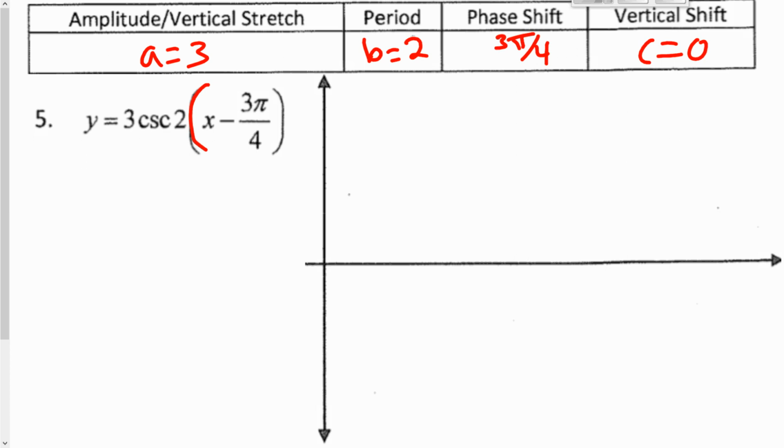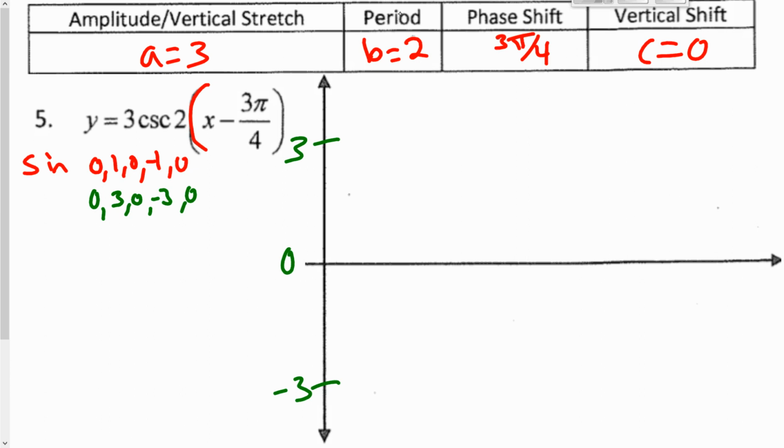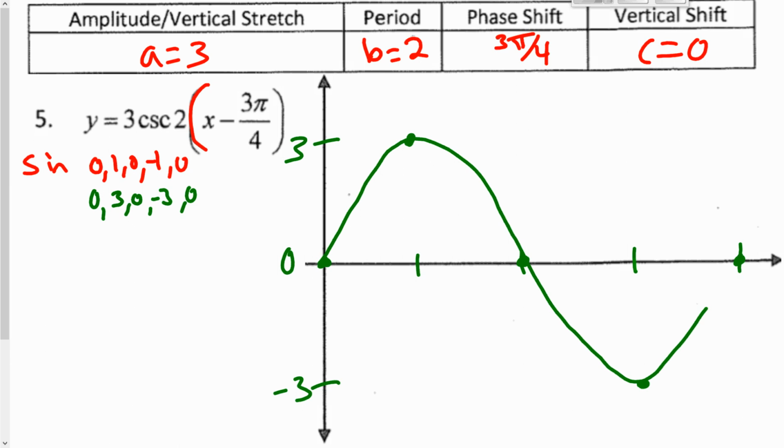Okay, so we're looking at cosecant, so that's sine. Y values are 0, 1, 0, negative 1, 0. Okay, multiplying by your a, that would be 0, 3, 0, negative 3, 0. Add your c, which is 0, so that's not going to change. So this will be 3, this will still be 0, this will be negative 3. And then it goes 0, 3 now, back to 0, down to negative 3, and back to 0. So we can draw our graphs.